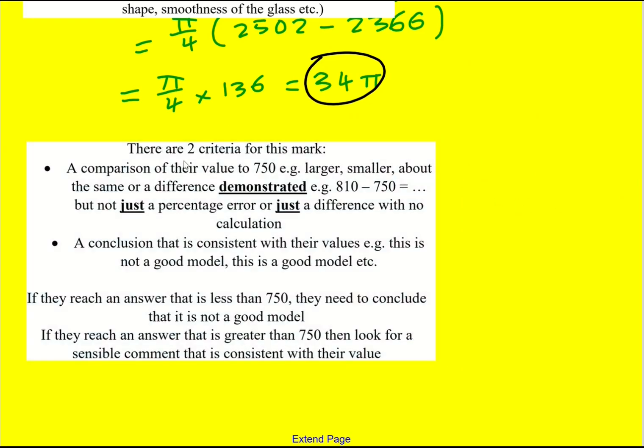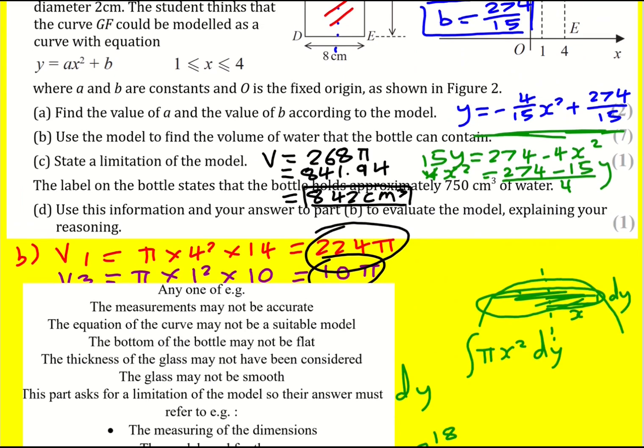So you have to make a comparison and you have to then make a conclusion. Those two things are expected. So you can say that 750 is much smaller, or you can say it's about the same. Then you can say it is a good model, or it's not a good model. Okay, just make sure you're hitting those two things.